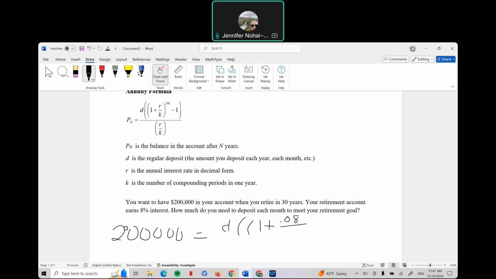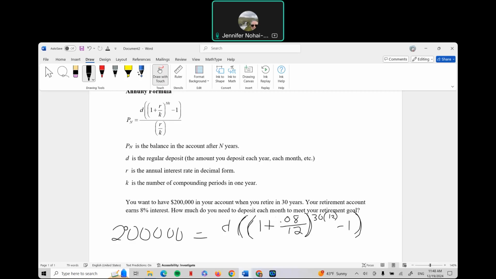Now, since we're depositing each month, we can also assume safely that they are compounding each month, so that there are 12 months in that 1 year. Our exponent, the number of years, is our retirement in 30, with our compounds being 12 again. We're going to have a subtract 1 out here. So we have a parenthesis here, we have a parenthesis here, here, and here.